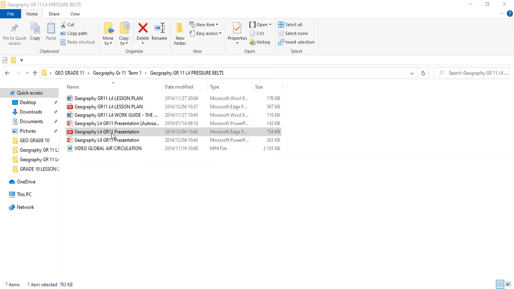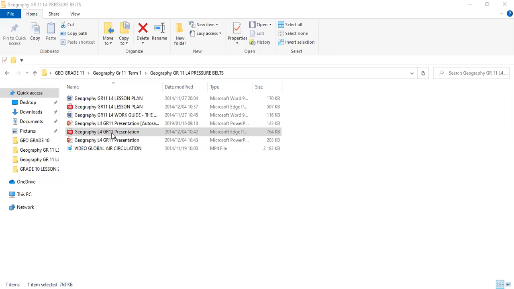Oh yeah, pressure belts. The temperature difference causes different pressure regions around the world. The world consists of both high pressure regions and low pressure regions. In the cold regions, the world has high pressure. In hot, warm regions, the world has low pressure.